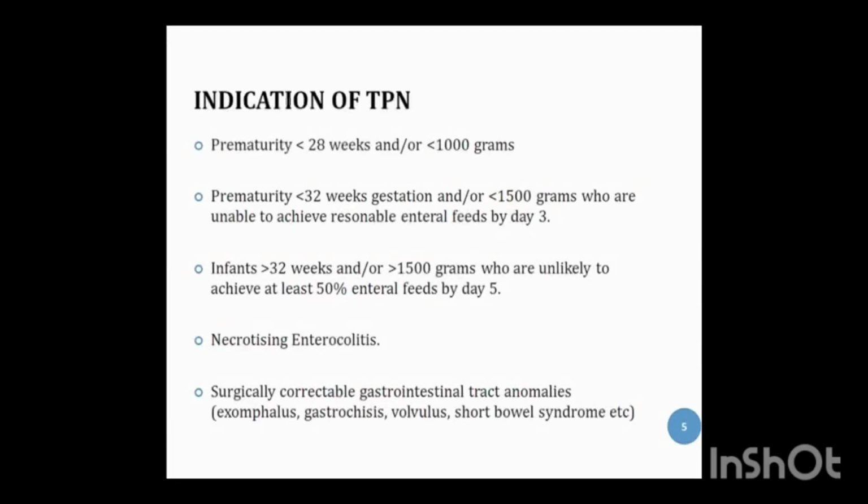TPN is indicated in premature babies less than 28 weeks or babies who are less than 1000 grams, babies who are less than 32 weeks but are unable to achieve reasonable enteral feeds by day 3, infants more than 32 weeks or more than 1005 grams who are unlikely to achieve at least 50% enteral feeds by day 5, babies with necrotizing enterocolitis, and surgically correctable gastrointestinal tract anomalies such as exomphalos, gastroschisis, volvulus, short bowel syndrome, etc.